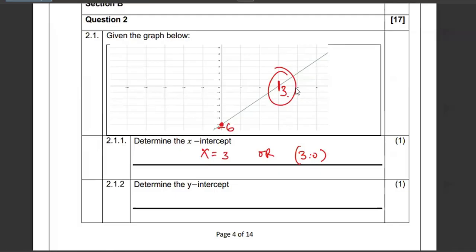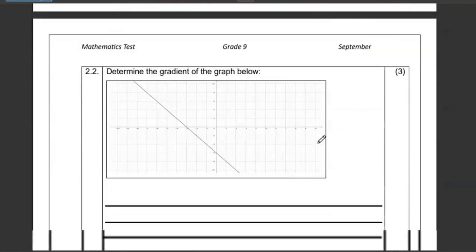Y-intercept, we said, is the -6, okay? So it's going to be, y is a -6, or you can say 0 and -6. Okay, then determine the equation of this graph. This graph is passing through -3 here. And this is 2, 4, this is a -6. -3, -6, they want the gradient.